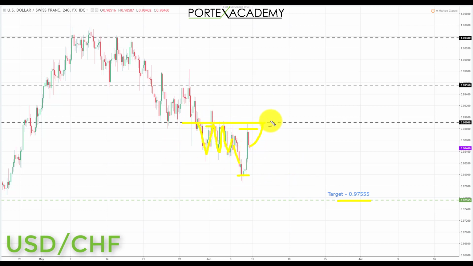If we get a pullback, another retest of broken support turning resistance at the 0.98908, this will once again be a place to start to look for bearish formations and patterns, and evidence in this area that we're going to be looking for a decline down towards the target set from last week at the 0.97555.